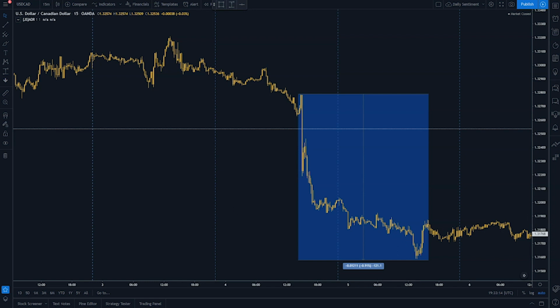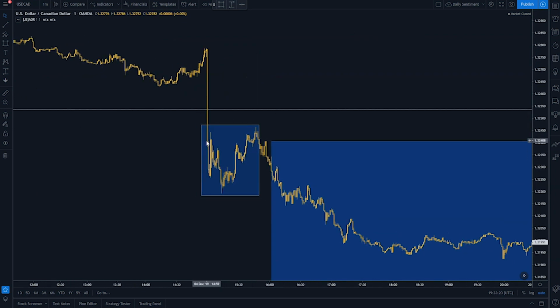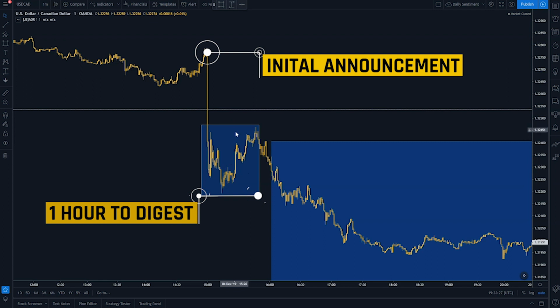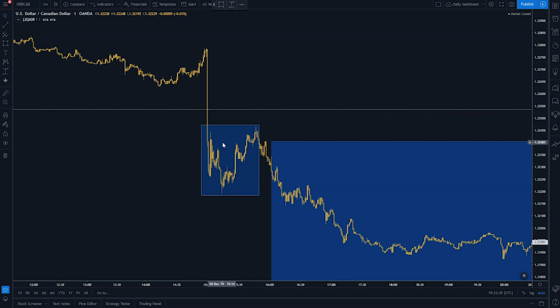Now, if we go down to the 1 minute time frame, we can see that that is the initial announcement. Now, if we zoom in, this is a 1 minute chart, by the way, we can see that we had ample amount of time, almost an hour, to digest and evaluate all of this information and realize that this was a great opportunity to sell the Canadian dollar, as this was a more upbeat and hawkish tone than expected from the BoC.